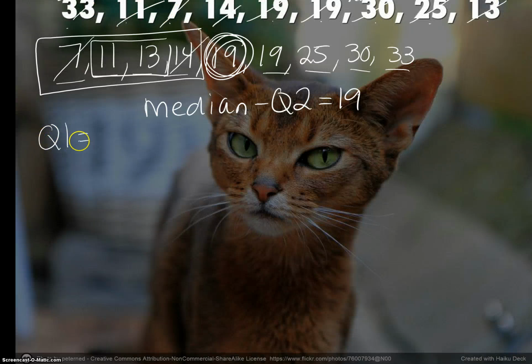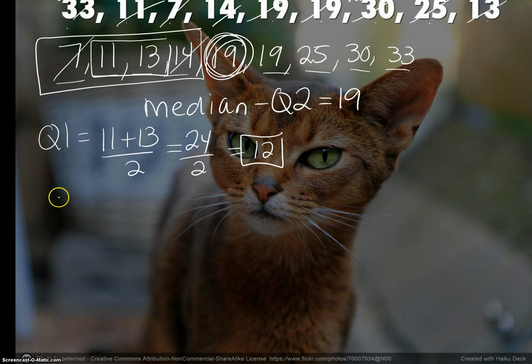quartile 1. To do that, I need to add the 2 numbers, 11 and 13, together, and then divide by 2 to find the average. So when I add 11 and 13, I get 24, and when you divide that by 2, you get 12. So my quartile 1 is going to be 12.